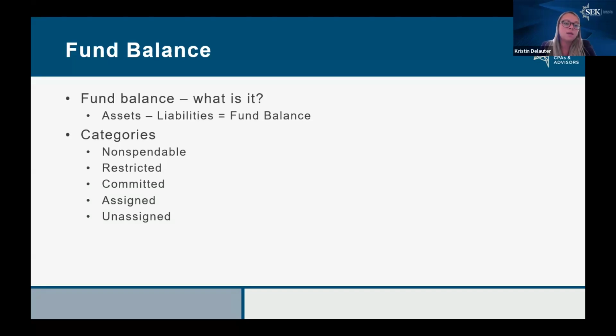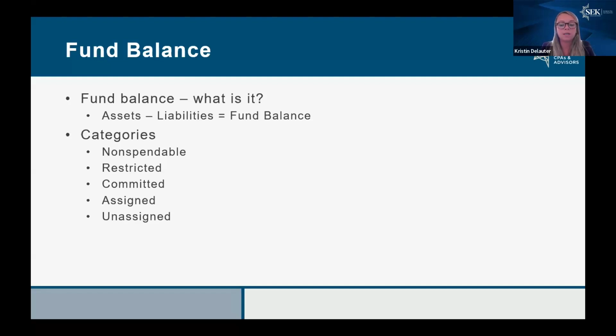The committed fund balance are amounts that are being set aside for specific purposes, and they are imposed by a formal action, typically by your board or your supervisors. And then, as Kevin mentioned earlier, you can only decommit the funds through the same formal action that you use to commit the funds. So we do have a lot of clients that commit funds for future debt service or future retirement expenditures.